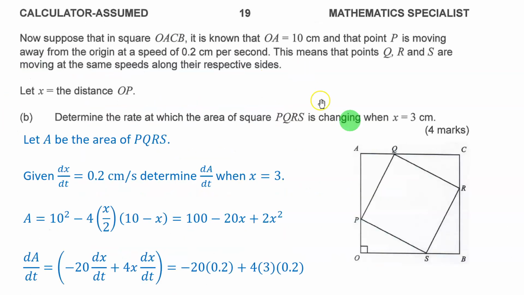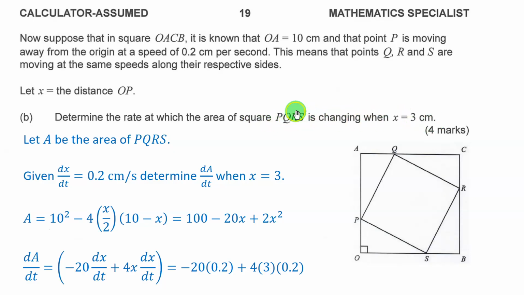And over the page, we've got 4 marks. What's going on here? Suppose that in square OACB, it is known that OA is 10, and so it's basically the same picture. We've just got now, we've animated the diagram. P is moving away from O at the speed of 0.2 centimeters per second, and x is the distance OP. So basically, we have to find the rate at which the area of the square is changing.